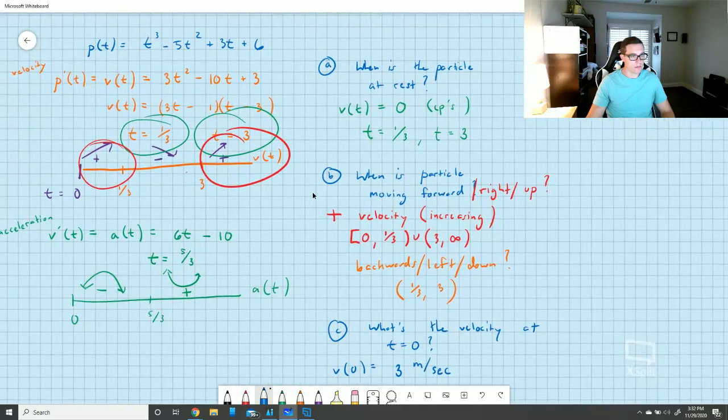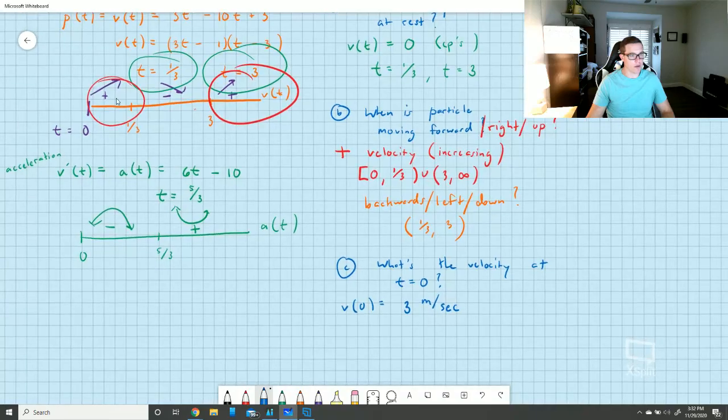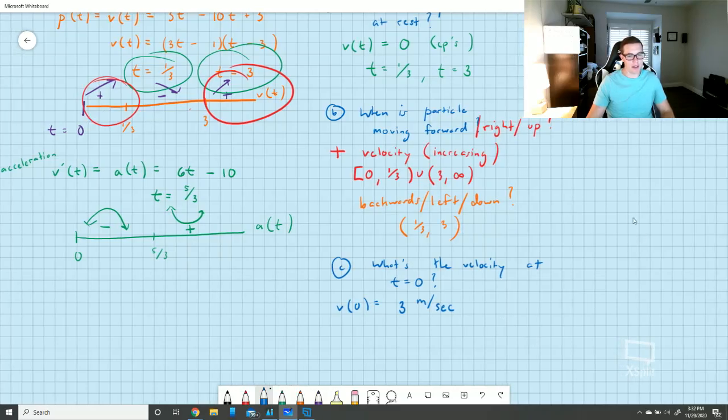forwards. Okay? So at the 0-second mark, we were traveling forwards. At 1/3 second, we traveled backwards though. So we traveled forward for like an instant. Well, a few instants, and then we traveled backwards.